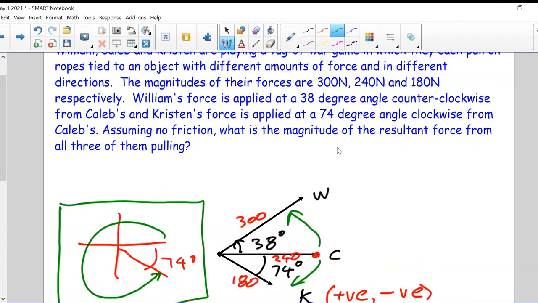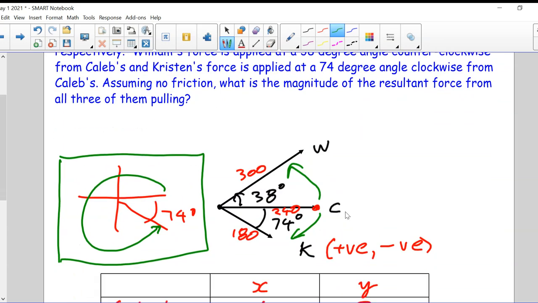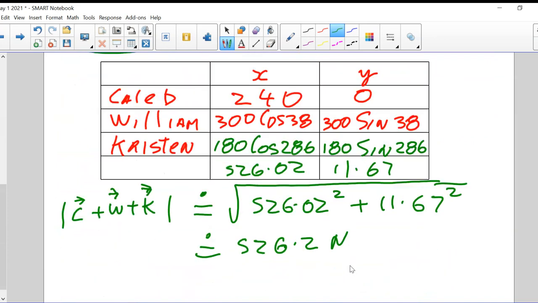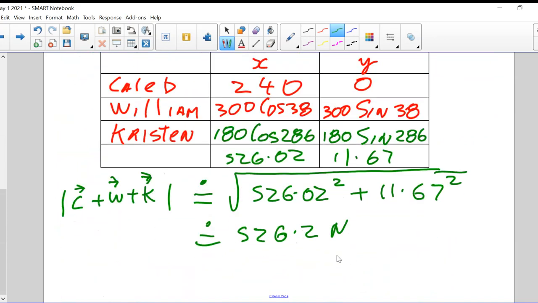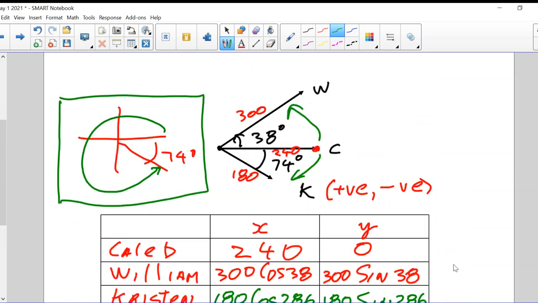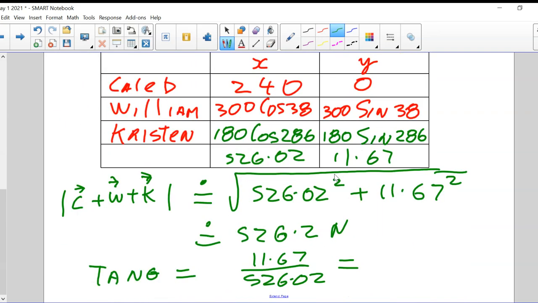It just asked for the magnitude of the resulting force of the three of them pulling. I'm just going to move on because we're so short of time. So 526.2 newtons. If I did need to get the direction, again, I say that the tan of theta would be equal to the y over the x, 11.67 over the 526.02, and you can do this on your own time. Whatever answer you get will be the angle from the middle person who was Caleb. That's how far you are from Caleb, going in either clockwise or counterclockwise, depending on how that worked out. I don't know how it's going to work out, but I'm going to move on from there.